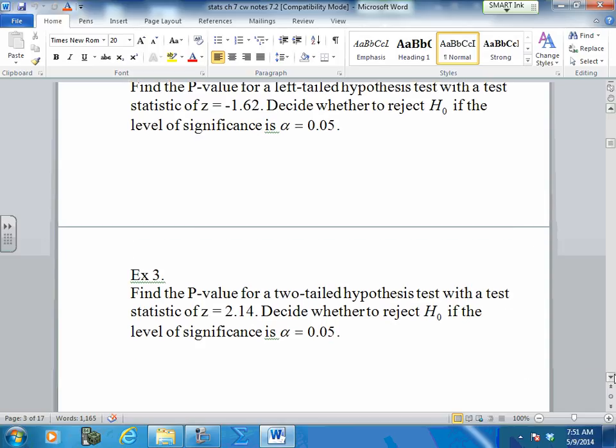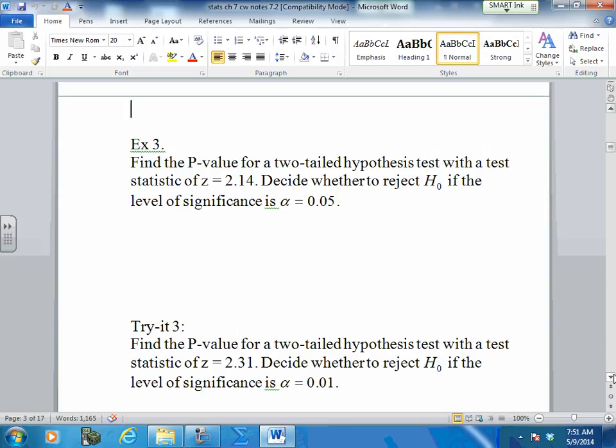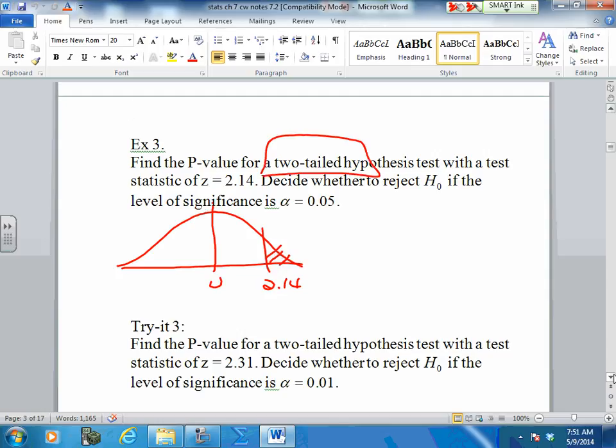Now, a two-tailed is slightly different. Find the p-val for a two-tailed test with a test statistic of 2.14. Now, here's your 0, here's your 2.14. But they said this is a two-tailed. Two-tailed means these tails have to be symmetric. So they can give you the negative or they can give you the positive because it's a two-tailed. If they give you the negative, you know you also have a positive. If they give you the positive, you have the negative. Your curve is always symmetric about the mean.